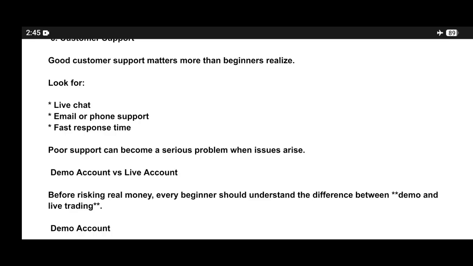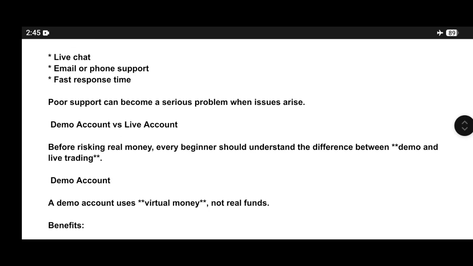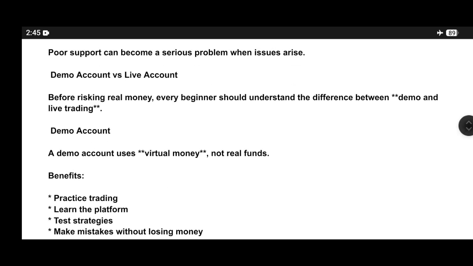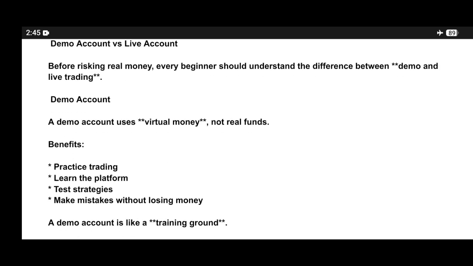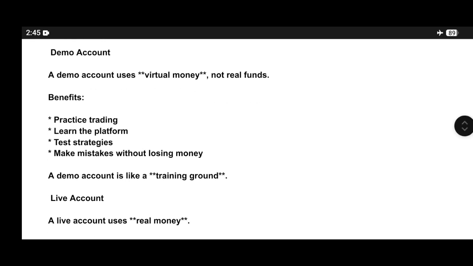Before risking any real money, every beginner should understand the difference between a demo and a live account. A demo account uses virtual money and not real funds. What are the benefits of a demo account? Practice trading, learn the platform, test strategy, make mistakes without losing money. A demo account is like a training ground.